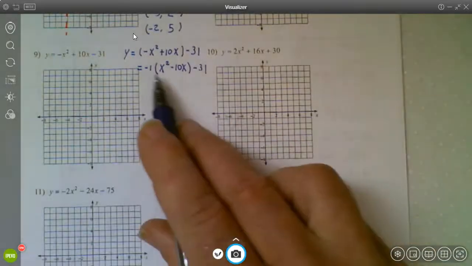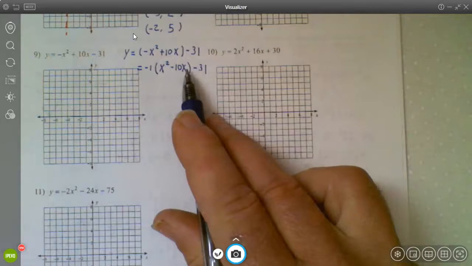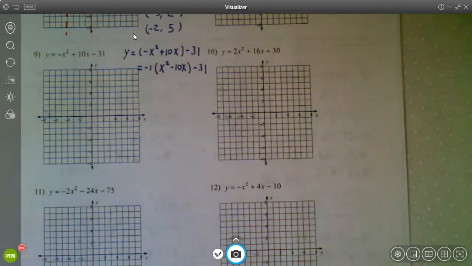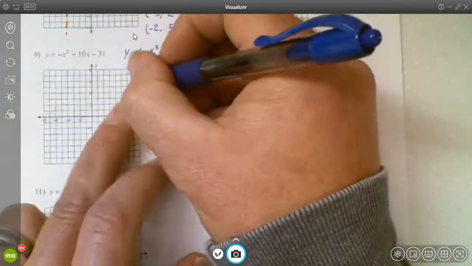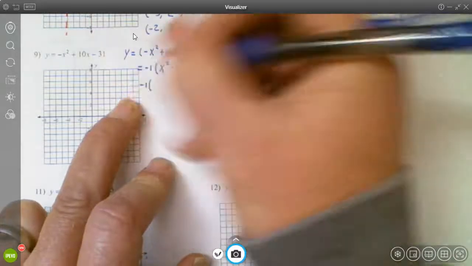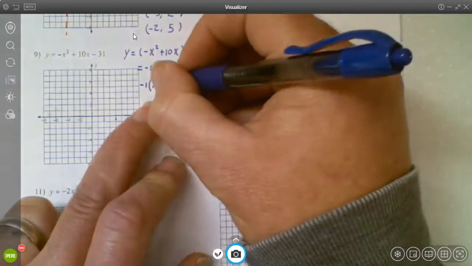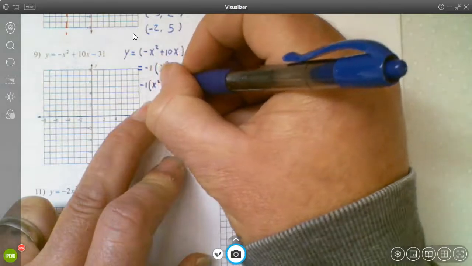So as I look at the rest of this, I now need to figure out, okay, what do I have to add to this in order to complete the square? So we're back to, let me just rewrite this. I'm going to leave myself a little space.